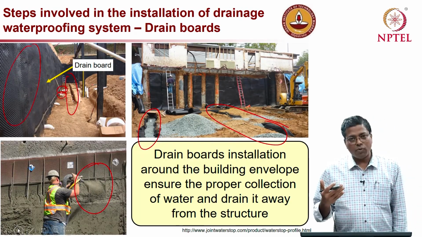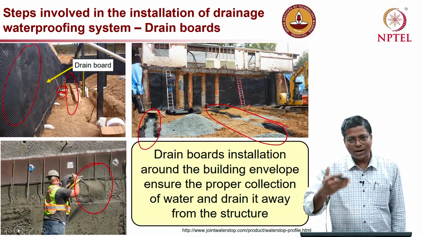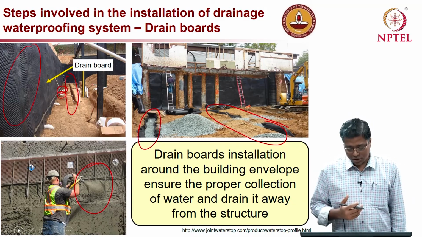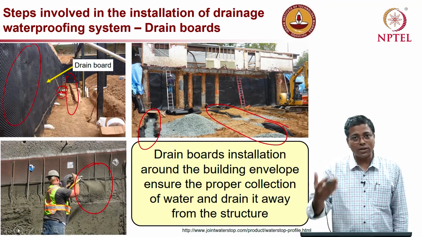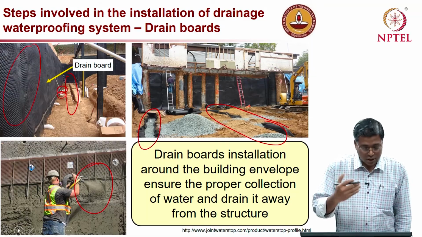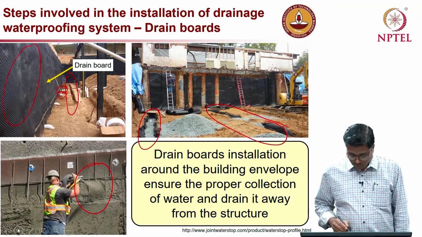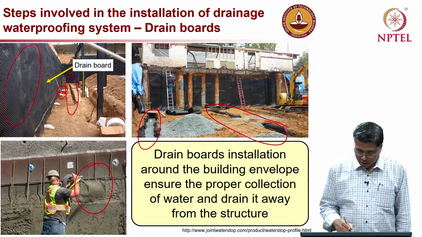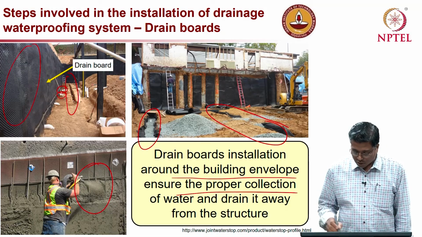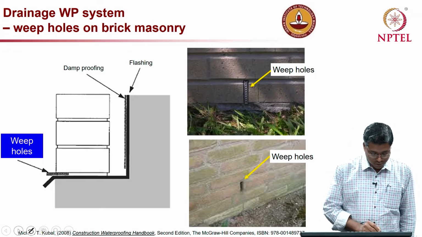So, if there is any water coming, it will just flow through the drain board, which is kept inside the shotcrete, or sorry, in between the soil and the shotcrete region. Now, drain board installation around the building envelope ensures proper collection of water and drains it away. So, it is like controlling the way the water flows.